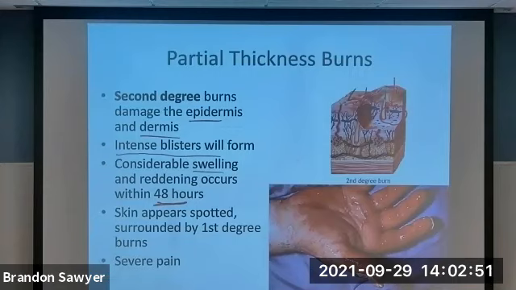The swelling and redness could get a lot worse over the first couple of days after the injury. And then the skin around it tends to all have 1st degree burns on it. So you kind of have a spotted look around the edges of the 2nd degree burn. And this one usually induces severe pain, lots and lots of pain with 2nd degree burns.